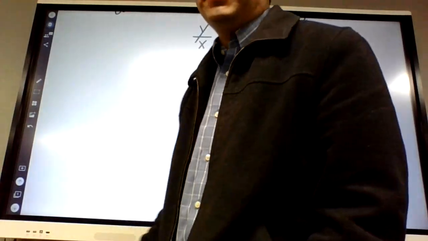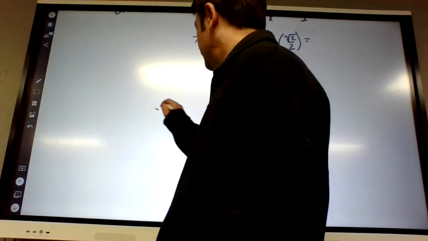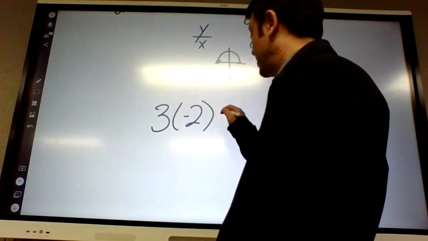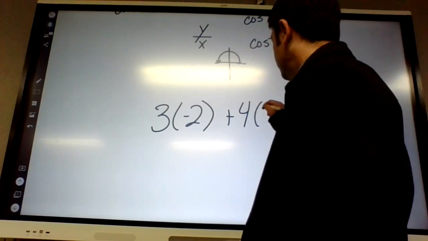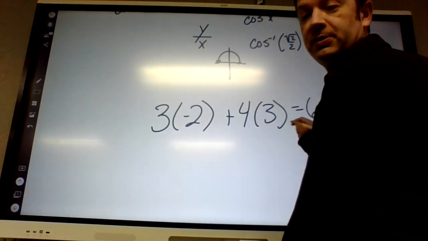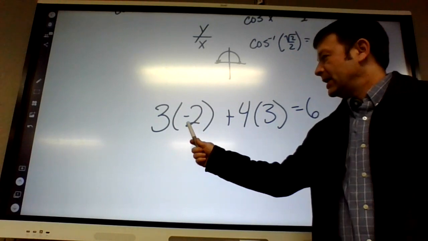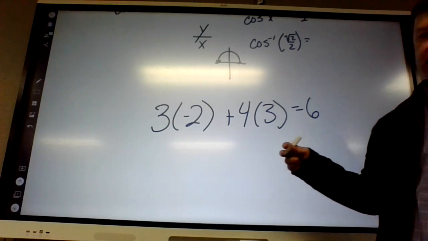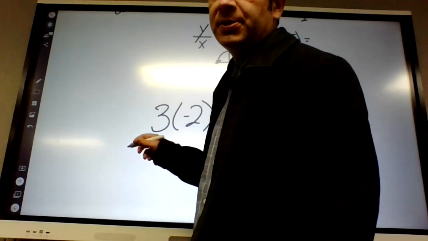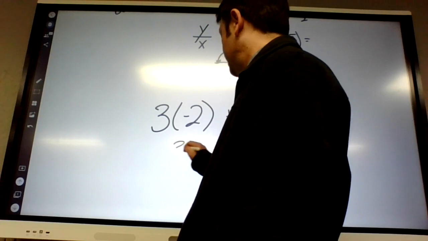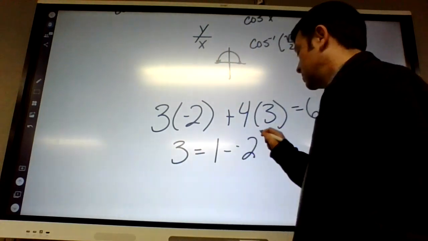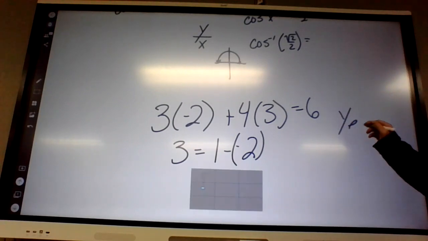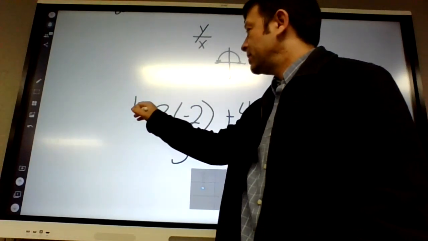If we plug in -2 for x and 3 for y, does that equal 6? -6 plus 12, does that equal 6? Yes, it does. And then the other one is 3 equals 1 minus -2. Is that true? Yes. So number 1 is, yeah, that is a solution.